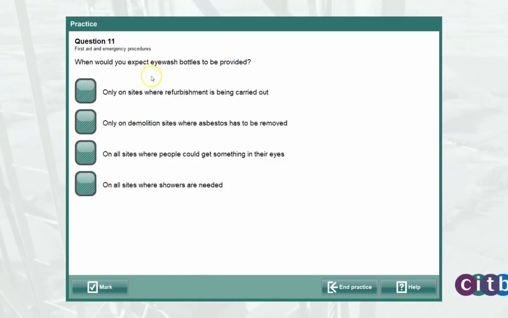When would you expect eye wash bottles to be provided? Only on sites where refurbishment is being carried out. Only on demolition sites where asbestos has to be removed. On all sites where people could get something in their eyes. On all sites where showers are needed.